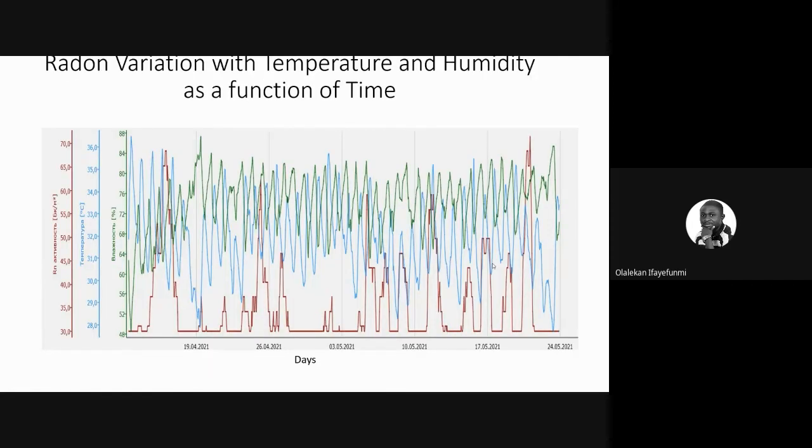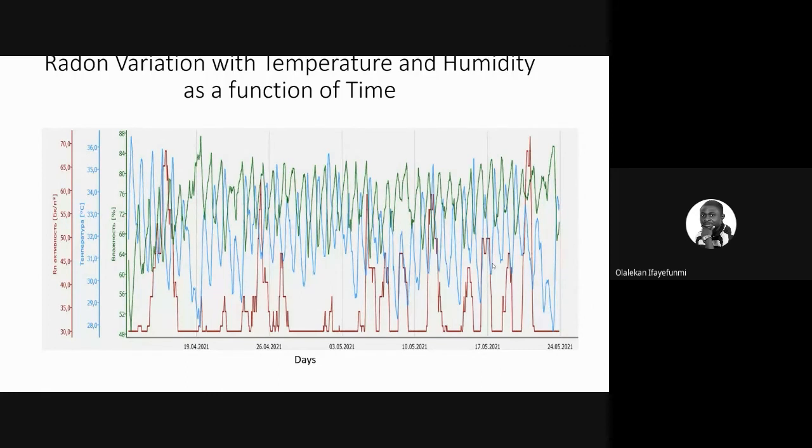So this was the result produced by the device. The device gave us this result of the movement of our radon, our temperature, and our relative humidity. We can see that the radon, the temperature, and relative humidity are not constant; they varied from one time to another. The dates here are 19th of April 2021 till 24th of May, which is more than a month of results. This result shows that our radon is not always constant. It can be up, it can be down.